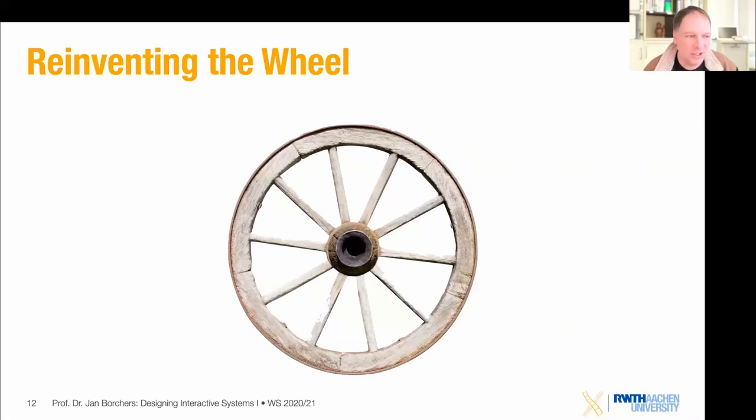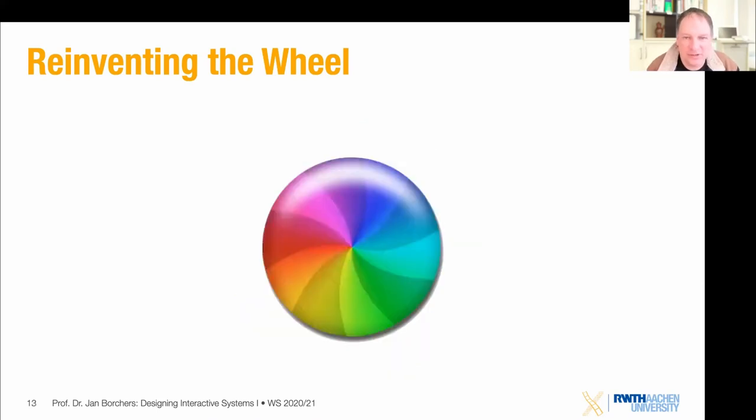So in the end, if you reinvent the wheel, then you typically only reinvent one kind of wheel, and that looks like this on the Mac, which is the spinning wheel of death, which indicates that the machine is busy and not responding to input.